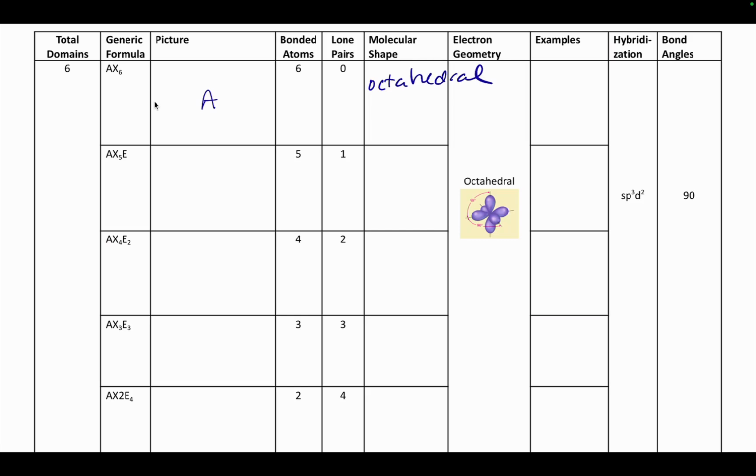We have the central atom and 6 bonds. And the ideal angle here is going to be 90 degrees. So let me show you with the PhET.